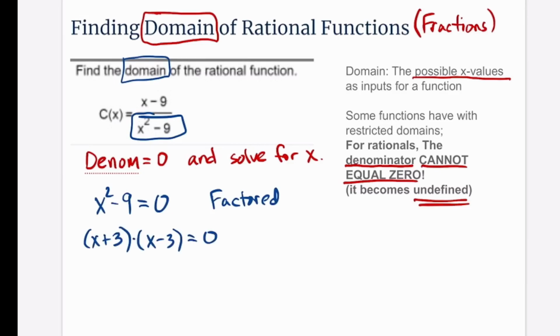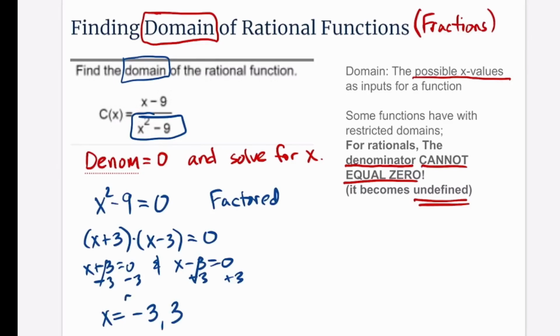This is the zero product property, so this is going to split up. x plus 3 is going to equal 0, and then we have x minus 3 equals 0. When we solve these, we get two answers: negative 3 and positive 3. When we write multiple answers, the symbol that we use is this little squiggle bracket. So that's how you'd write two answers.